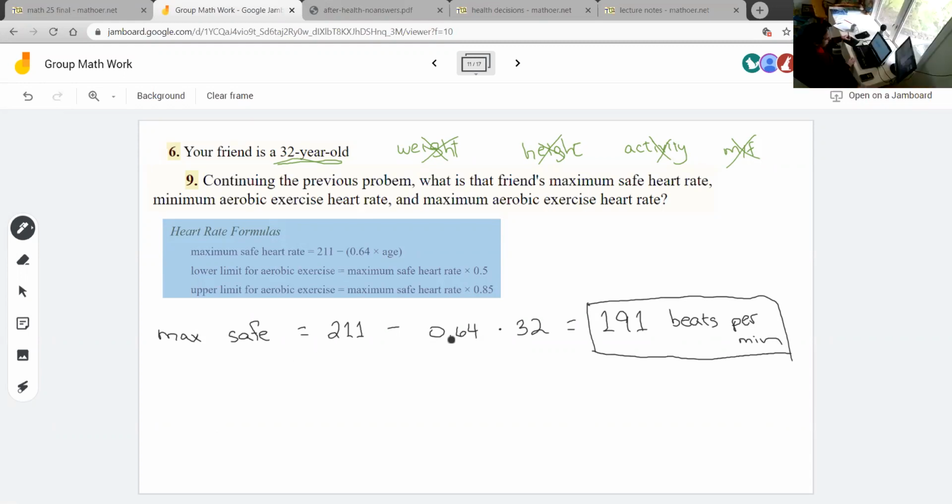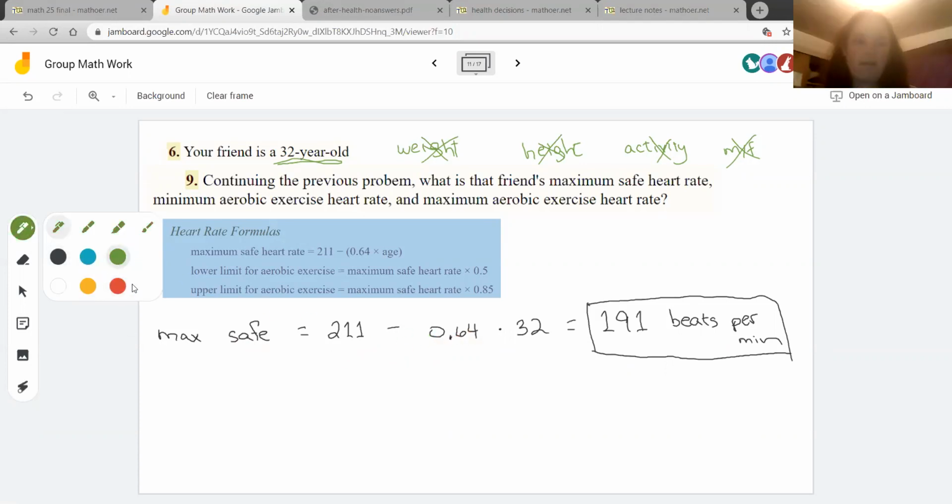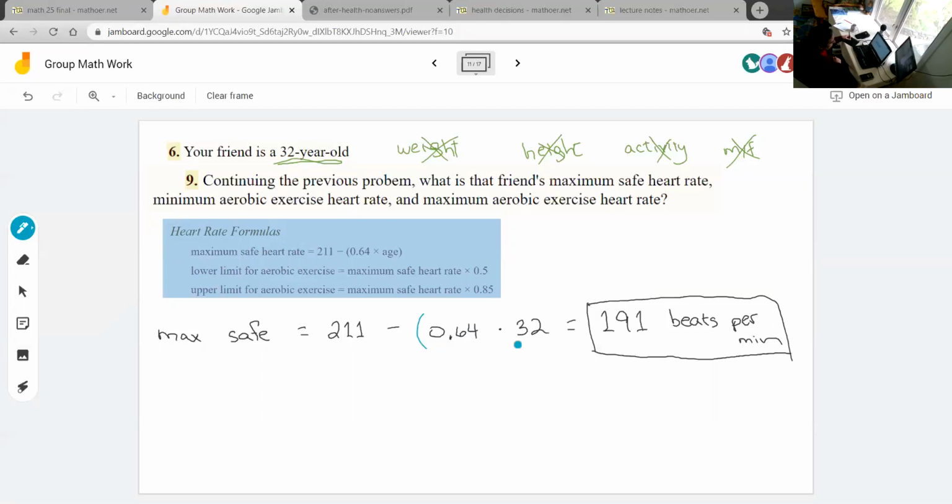6,731.52. Are you putting the decimal point in the 0.64? Yeah, I mean, I put 211 minus 0.64 times 32. Well, make sure that the multiplying is happening before the subtraction. So put it all in one row in your calculator, because your calculator knows the order of operations.